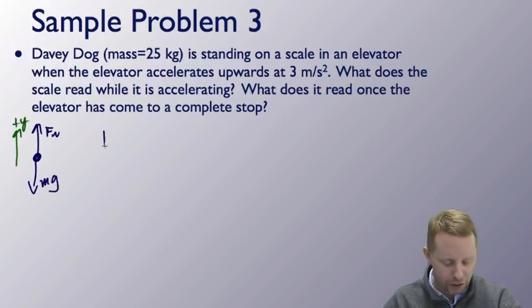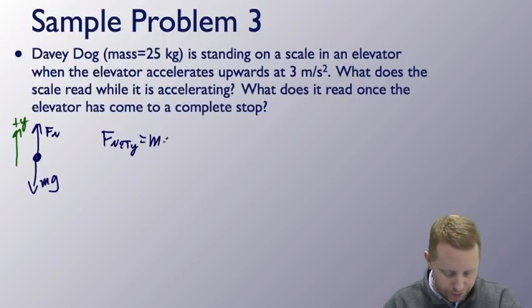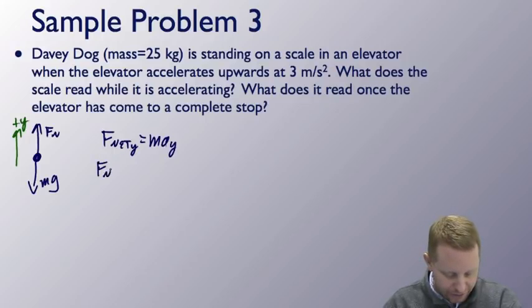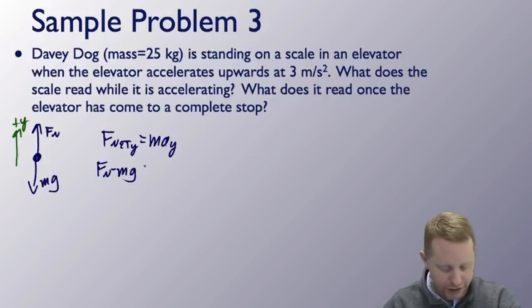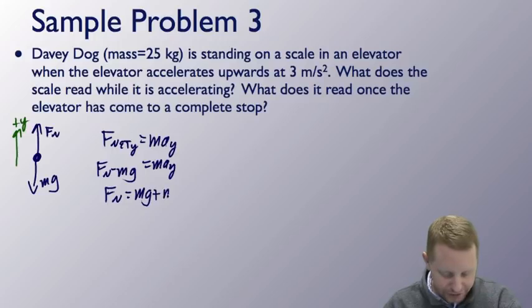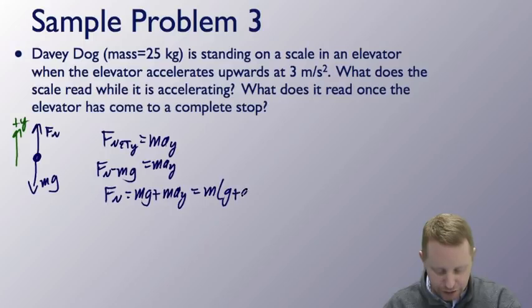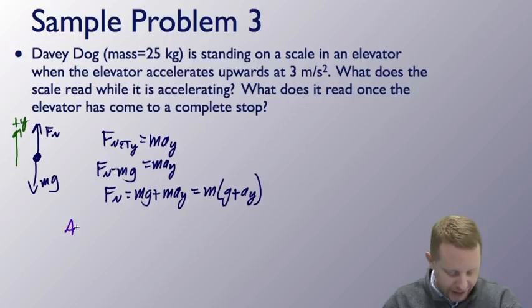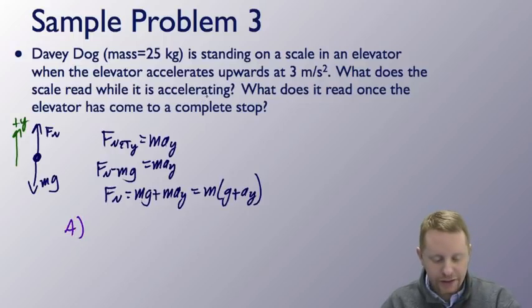So we'll write our Newton's second law equation. Net force in the y direction is equal to may, and we're going to replace F net y with Fn minus mg from our free body diagram. Must be equal to may. Or, solving for normal force, Fn equals mg plus may, and if I pull out the m, that's just m times (g plus ay). So to solve this for part A, what does the scale read while it's accelerating?